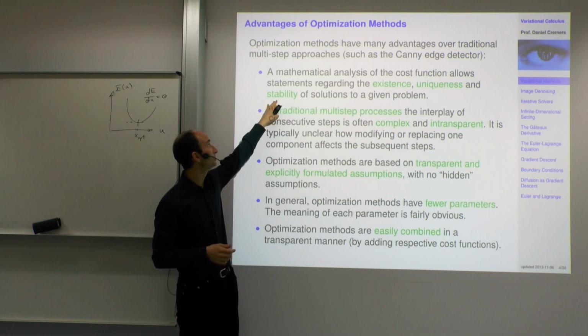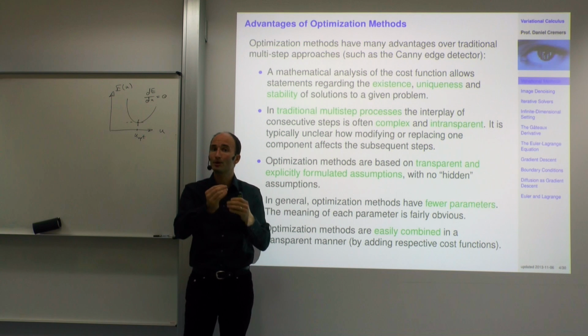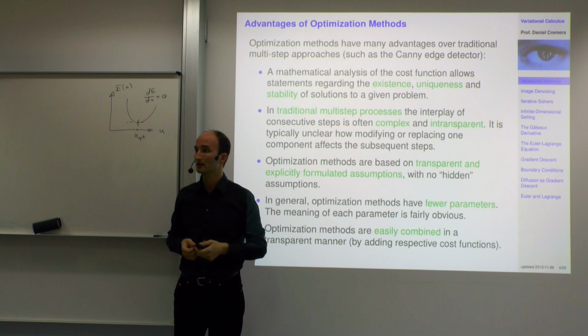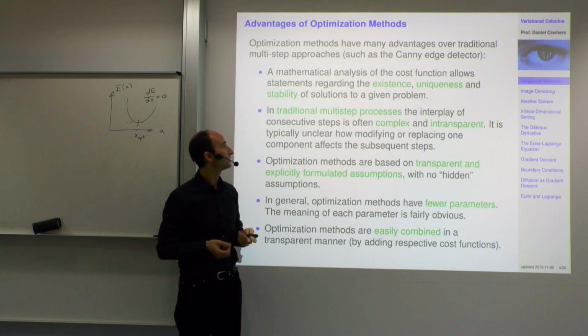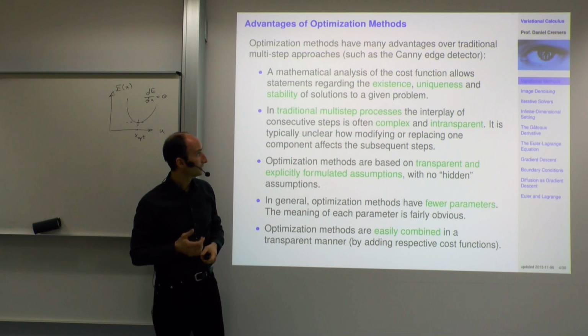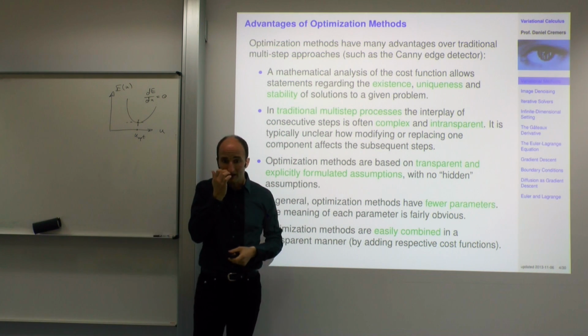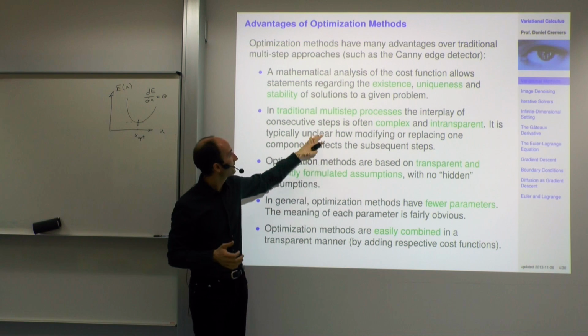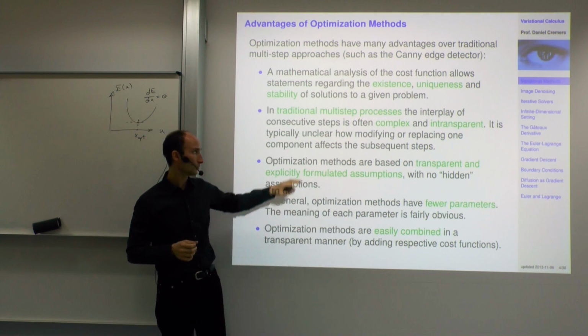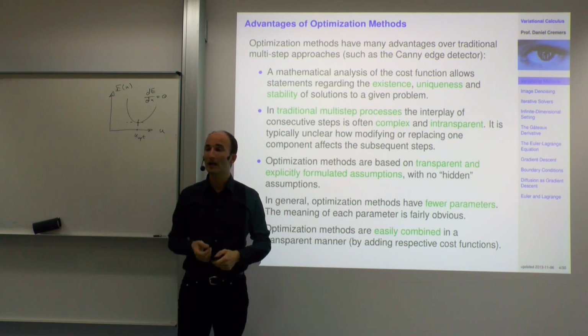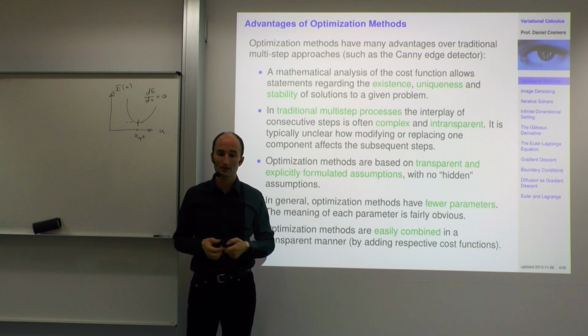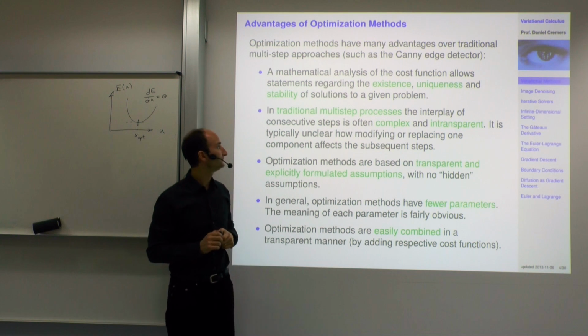For example, in a traditional multi-step processing approach, you cannot do that. It's just not accessible. They're often complex, they're intransparent. And another thing about these multi-step processes, we'll see examples throughout the class of methods from the 70s or 80s, and then you'll get a better idea of what the issues are.